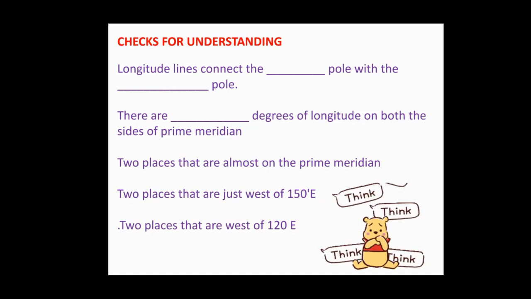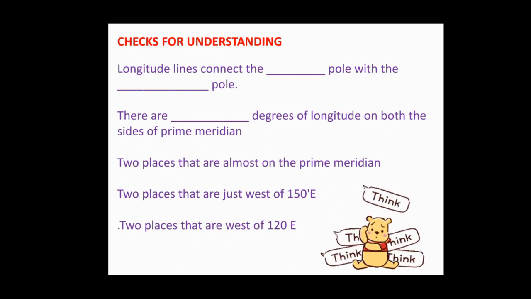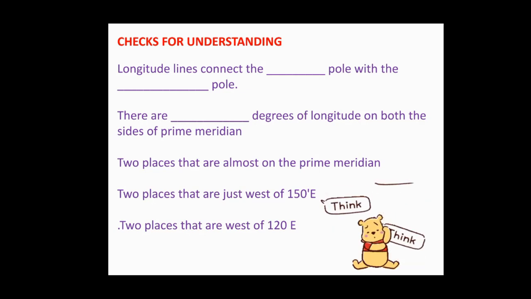There are dash degrees of longitudes on both the sides of prime meridian. You know already, on each side of prime meridian, 180 lines and 180 lines. So now write down your answers in your notebook.